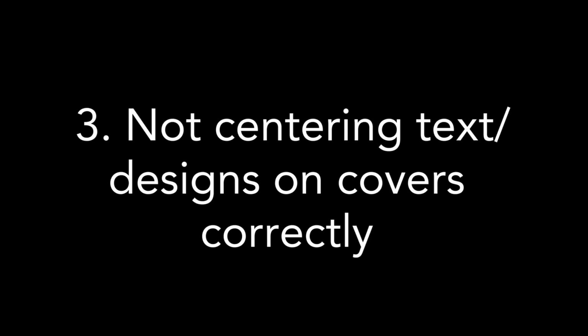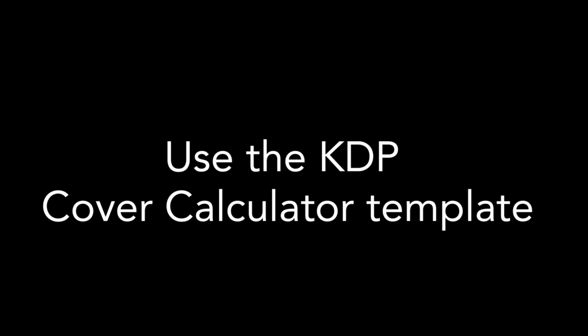All right, so number 3 on the list is going to be not centering text on covers correctly, on your designs, period, correctly. This is a huge thing. I've seen this so many times where I'm looking at a cover and I'm like, something is off, like it's not centered correctly. And I know that this can be tricky, but if you struggle with trying to figure out how to center your text and getting things in order, what you can do is head over to the KDP Cover Calculator and download the template based on the size of your design.